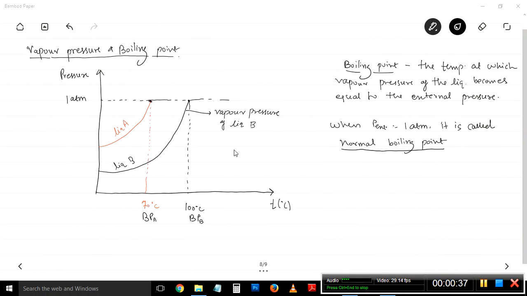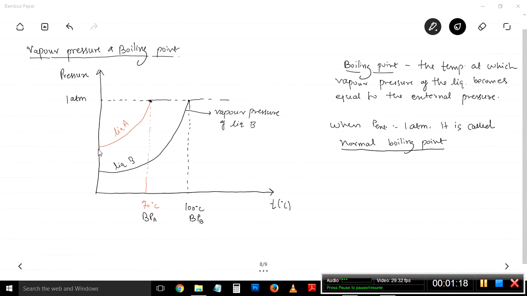Now the temperature at which the vapor pressure of the liquid becomes equal to external pressure is called boiling point of the liquid, and specifically when the external pressure is 1 atmosphere, we call it normal boiling point. If you look at this graph, I have drawn vapor pressure of two liquids, liquid A and liquid B. Vapor pressure of liquid B increases with increase in temperature and it becomes equal to 1 atmosphere when the temperature is 100 degrees centigrade. So this is your boiling point of B.